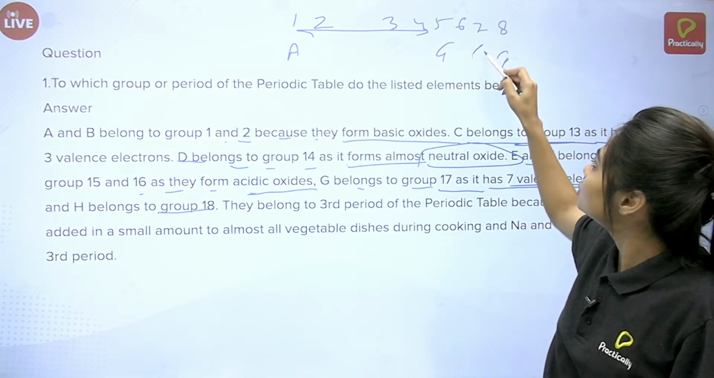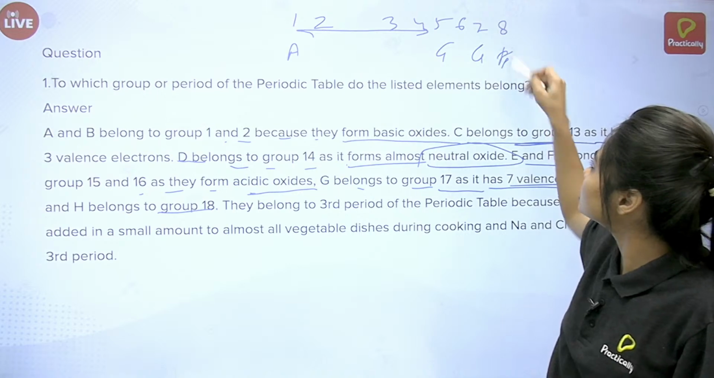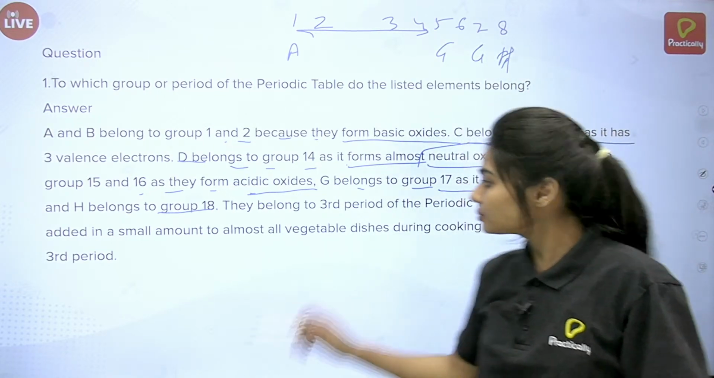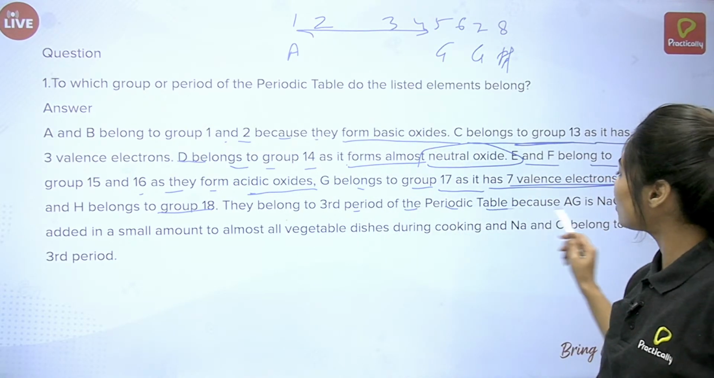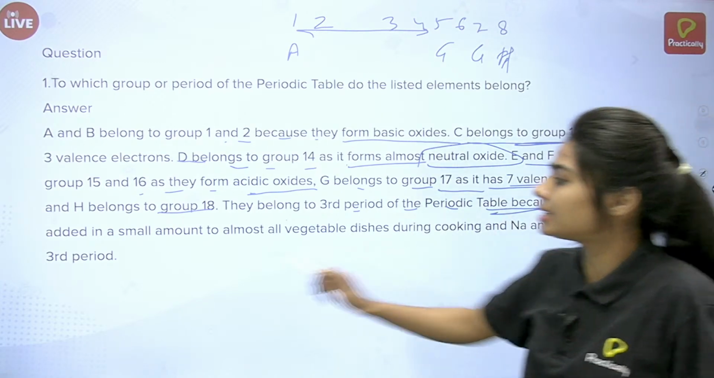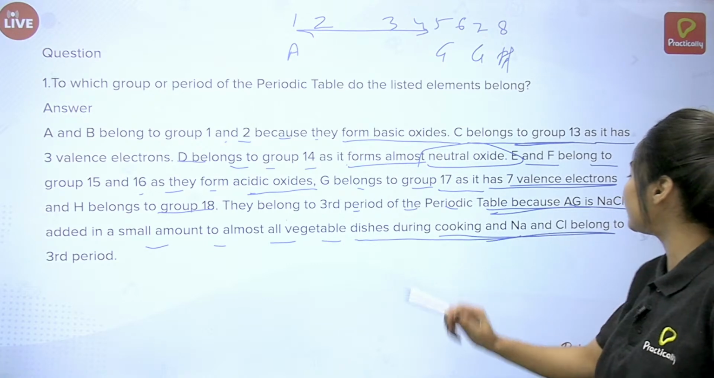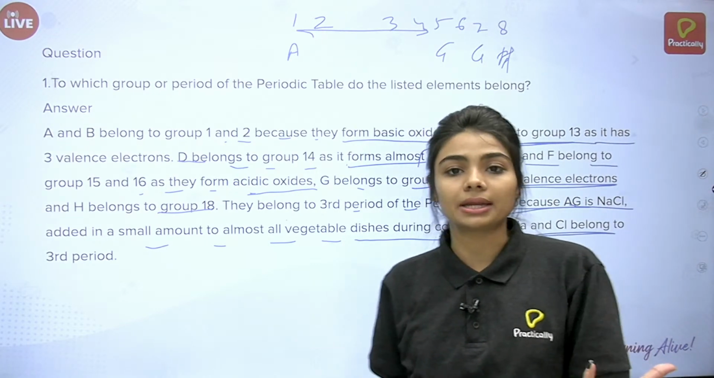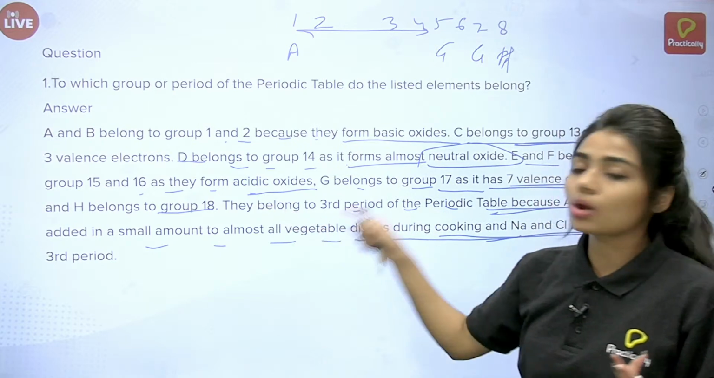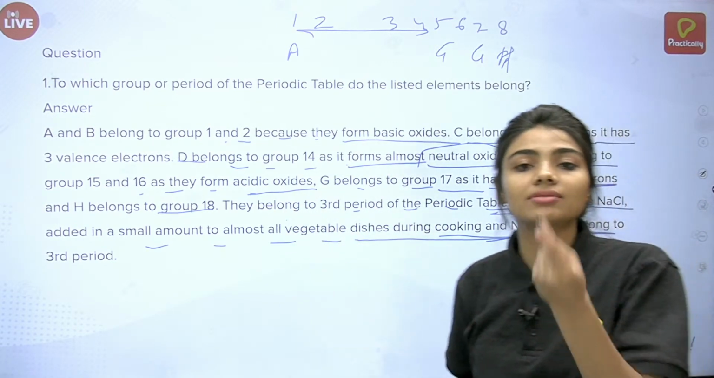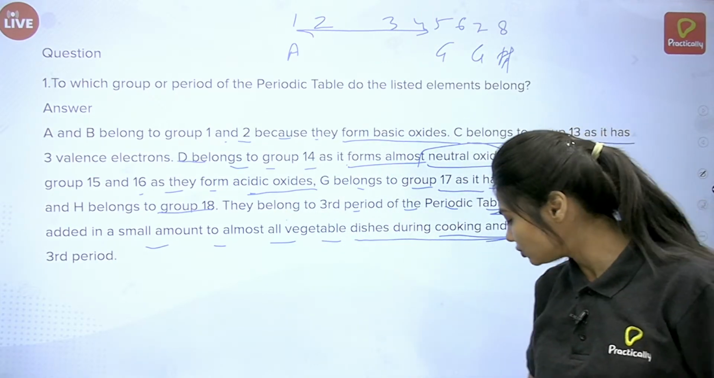So G belongs to the seventh group, H belongs to the eighth group. They belong to the third period of the periodic table, because Na and Cl are the ones added in a small amount, as NaCl, to all vegetable dishes during cooking, and both belong to the third period. So they all belong to the same period because they have the same number of electron shells.